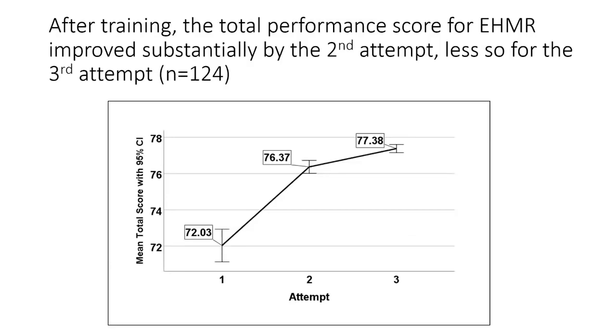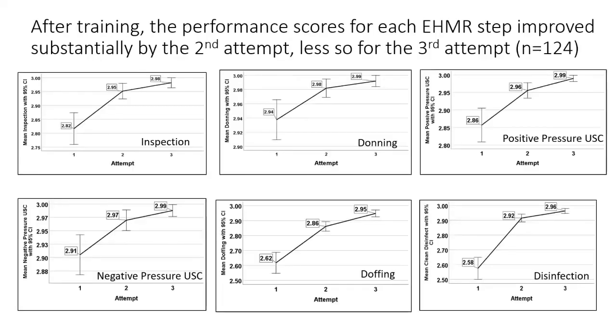After training, the total performance score for the elastomeric improved substantially by the second attempt, but less so for the third attempt. By the second attempt, the average score of 76 was close to the maximum performance score of 78. After training, the performance scores for each of the elastomeric steps improved substantially by the second attempt, again less so by the third attempt. By the second attempt in each of these areas, the average performance score neared the maximum average score of 3.0.